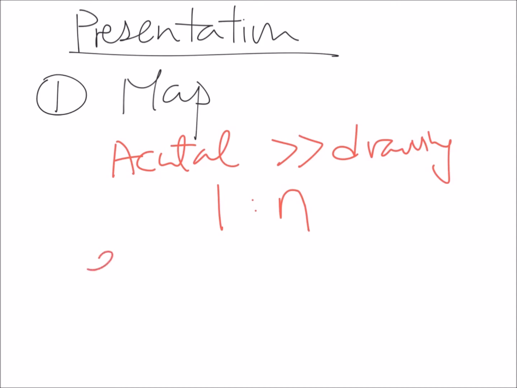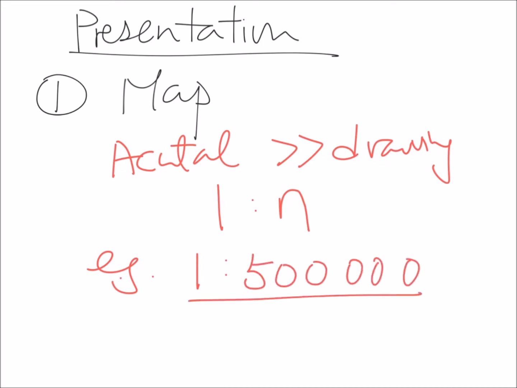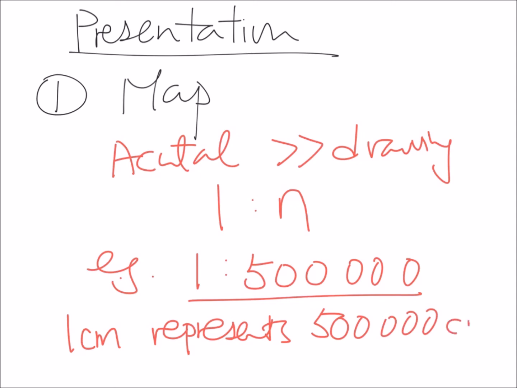For example, we say that the scale is 1 to 500,000. Okay, so in this scale, that means that on the map, we use 1 cm to represent 500,000 cm. That means when you measure 1 cm on the map, the actual length on the place, the same road, is 500,000 cm. In other words, when we convert the unit, this equals 5 km.